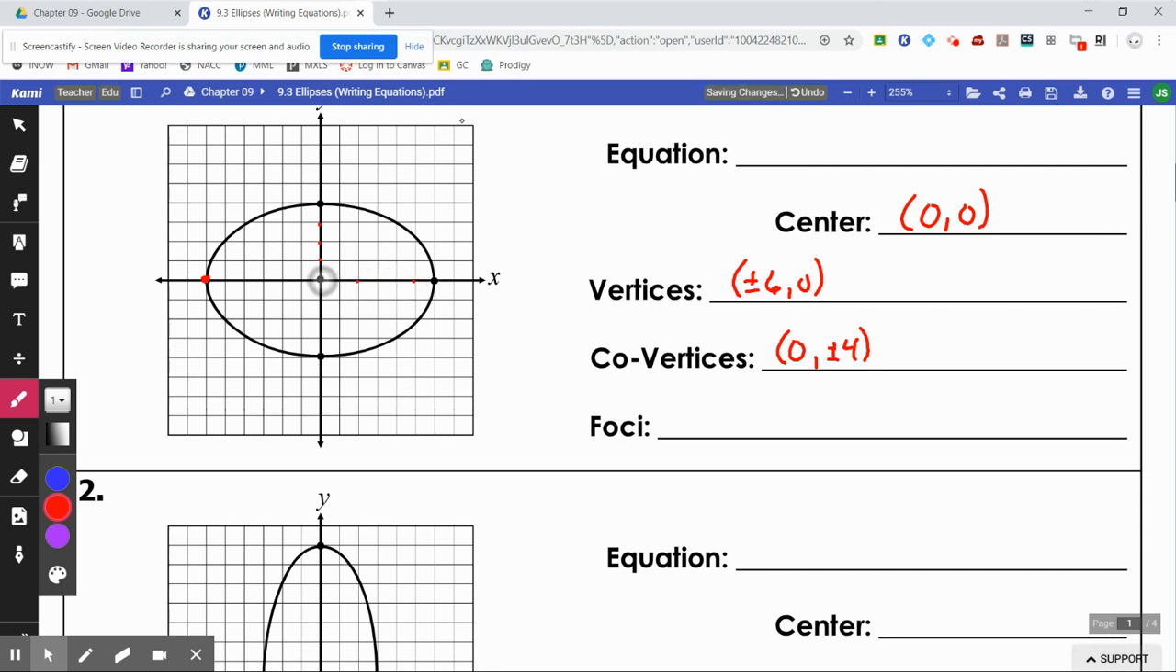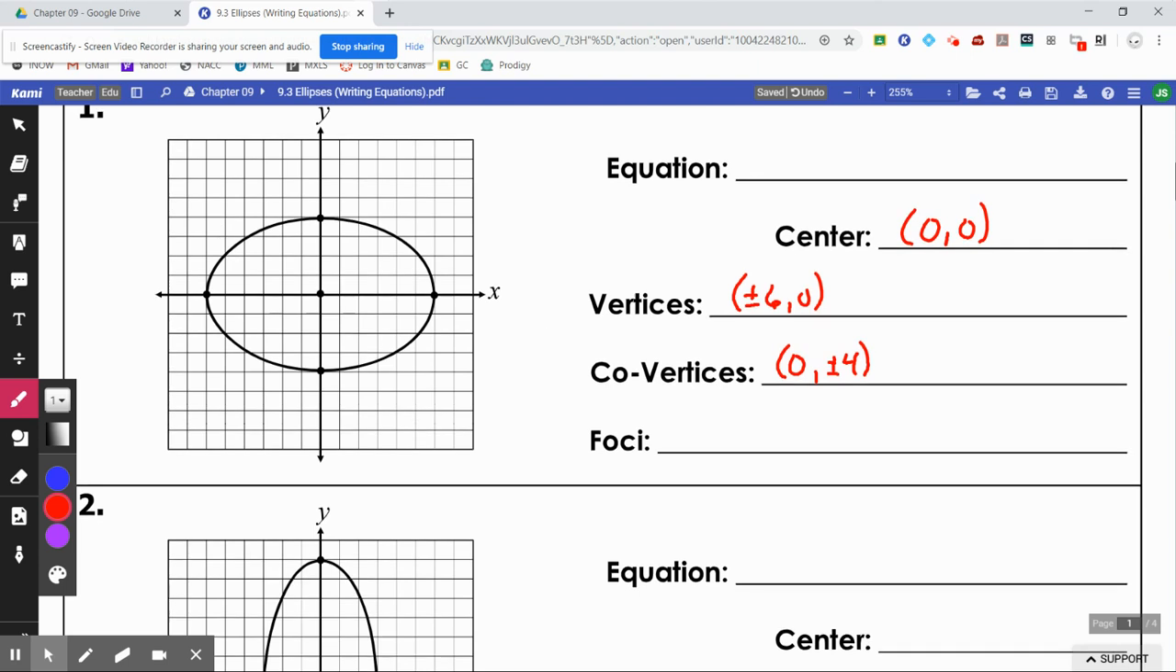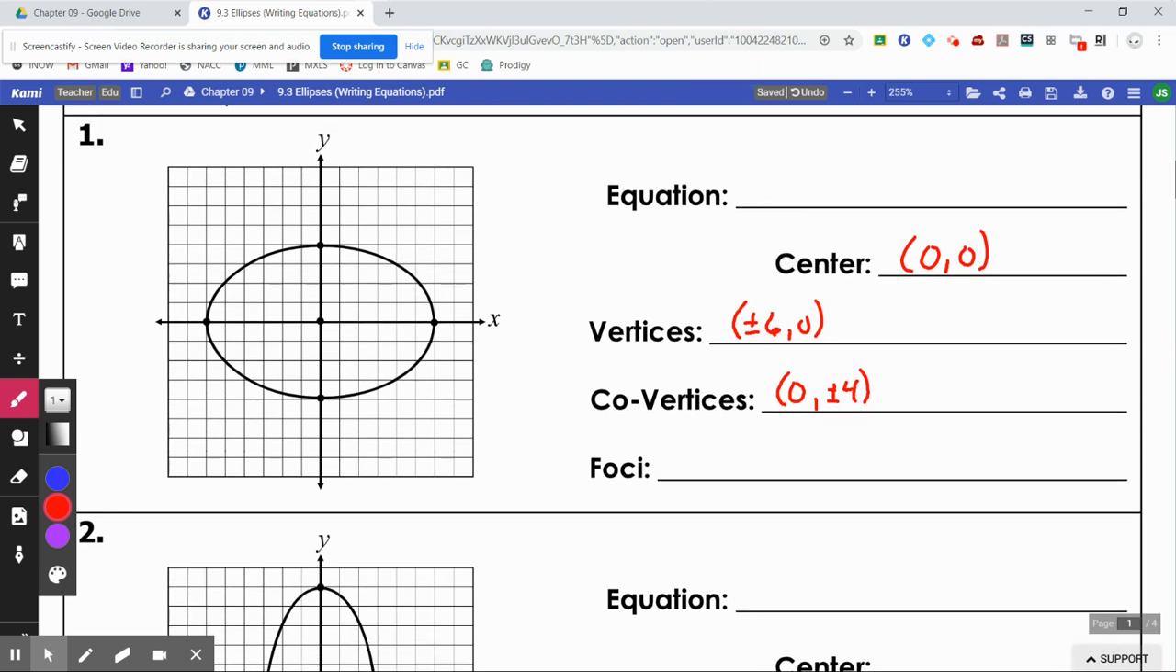Since we've got all that information, we can go ahead and find our equation from just that. The x minus 0, you don't have to put, you can just put x squared over a squared plus y squared over b squared is equal to 1, since it's horizontal. Our a value, again, is the distance to our vertices, which in this case is 6. So x squared over 36, y squared over b squared, which would be 16, equals 1.